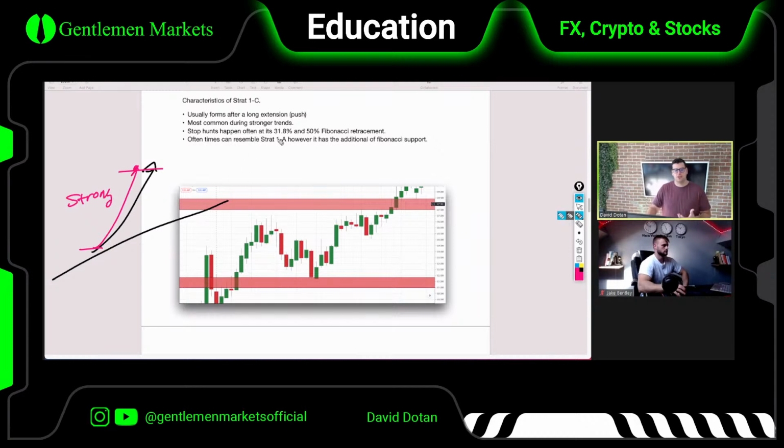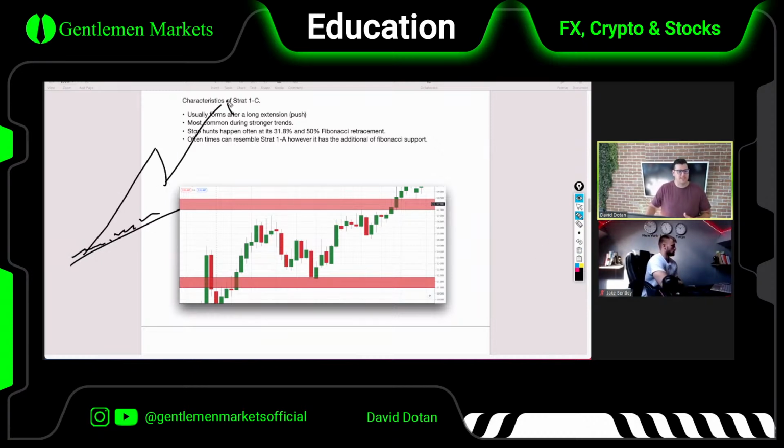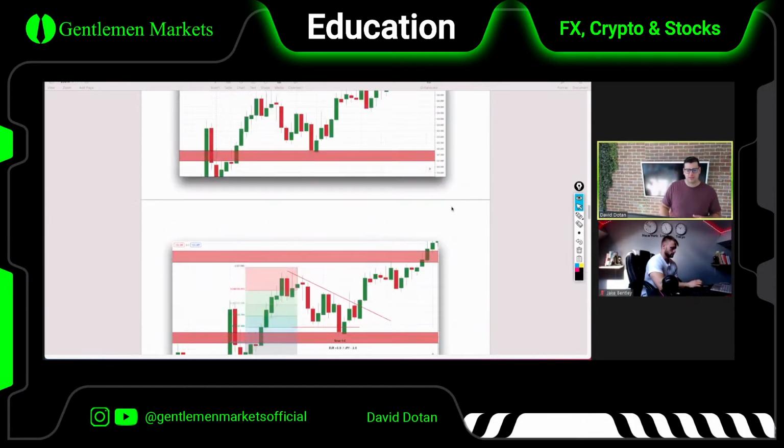So what I mean by most common during strong trends is we usually will see that significant extension from its mean in a strong trend, where we can capitalize on some sort of Fibonacci retracement depending on whether price breaks its zone. When there is a low trending market, for example, price usually tends to stay closer to its trend line. There aren't any of these significant moves. So that's what it means by most common during strong trends. Stop hunts happen, usually at its 38.2 or 50% fib, and we'll go over that in a sec.